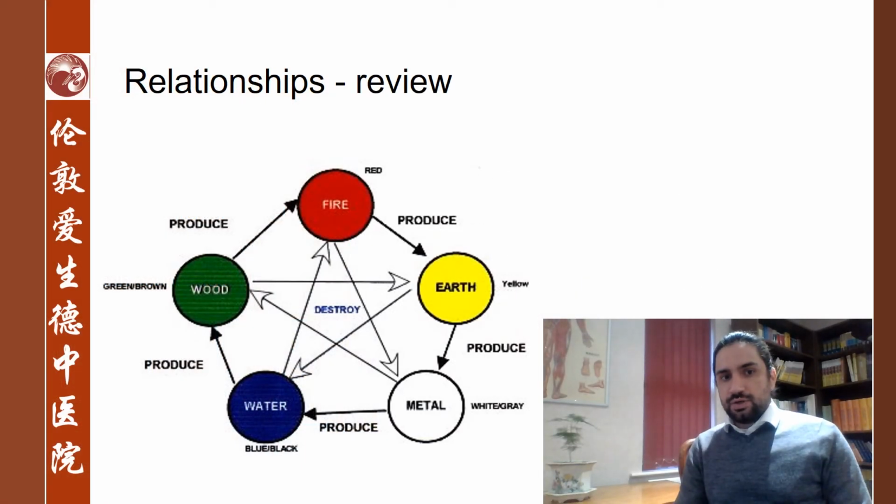And as we look at the relationships between the elements, we can look at every element being generated and generating, being controlled and controlling, being overacted and overacting, and being counteracted and counteracting.